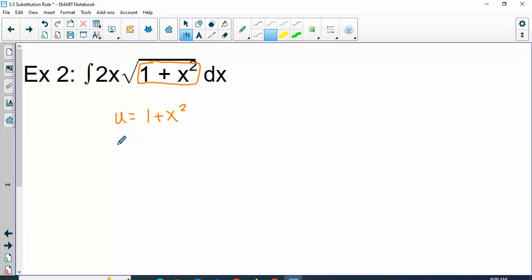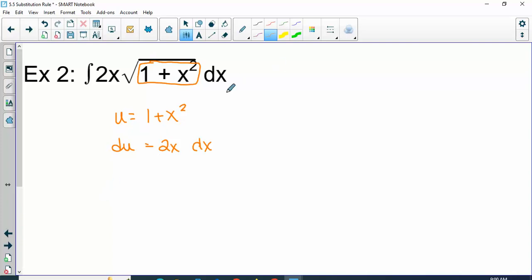Now, the du. Du doesn't come from the original integral. Du just means the derivative of the u I wrote down. Derivative of 1 is 0, plus derivative of x squared is 2x. And what would I have to put at the end here? dx. Because we're doing the derivative, but we're doing it implicitly. So when we do the derivative of an x, it gets the dx.